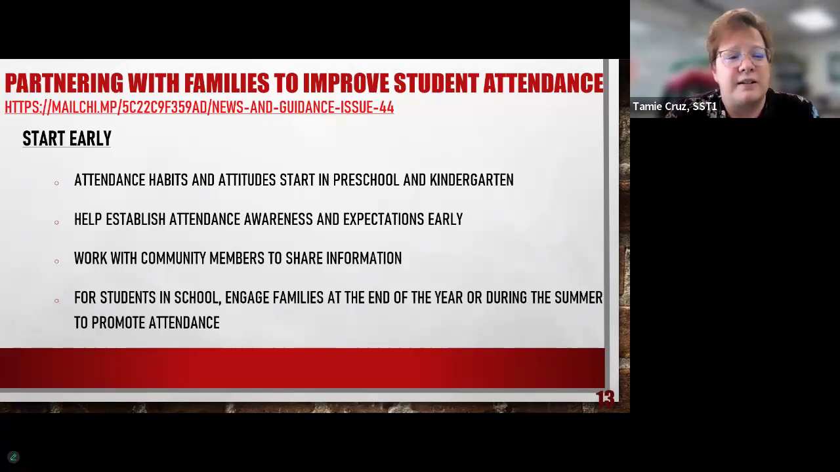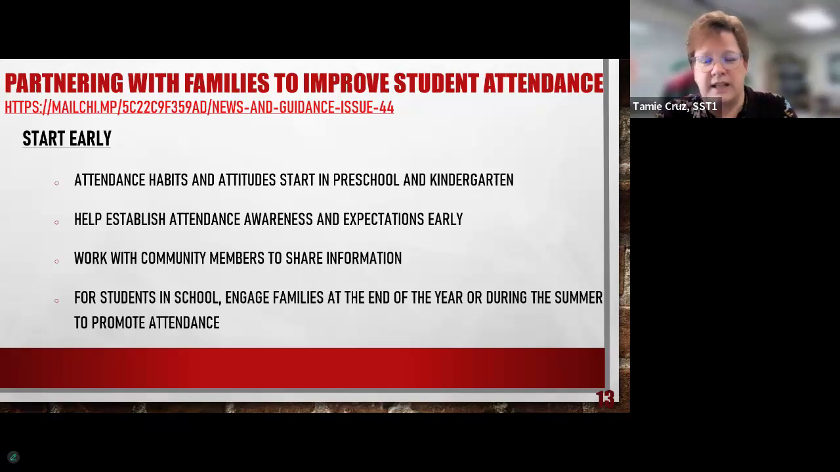We want to make sure that families understand that in preschool, kindergarten, and first grade, the kids are learning lots of important stuff in those early years. They're also setting up and starting habits, so it makes it easier when you can say, you have always been expected to go to school unless you are sick.